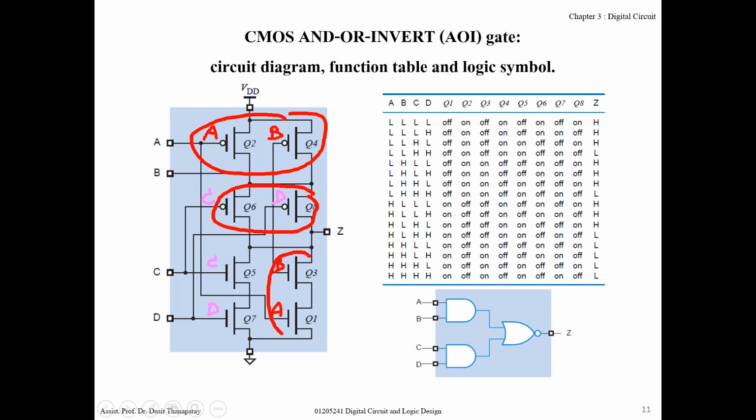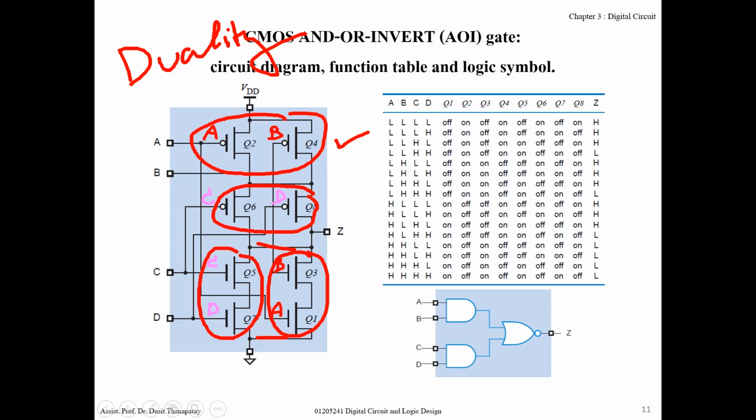But at the lower part, this group of transistors and this group of transistors connect in parallel. So this kind of connection is called duality. Namely, if the upper part connects in parallel, the lower part will connect in series. If the upper part connects in series, the lower part must be parallel.